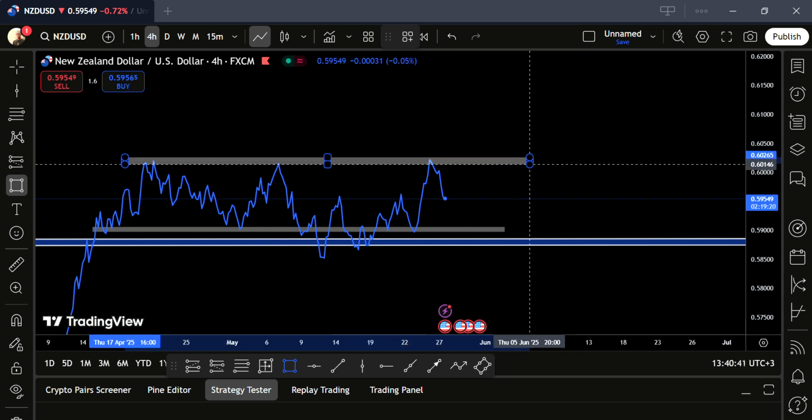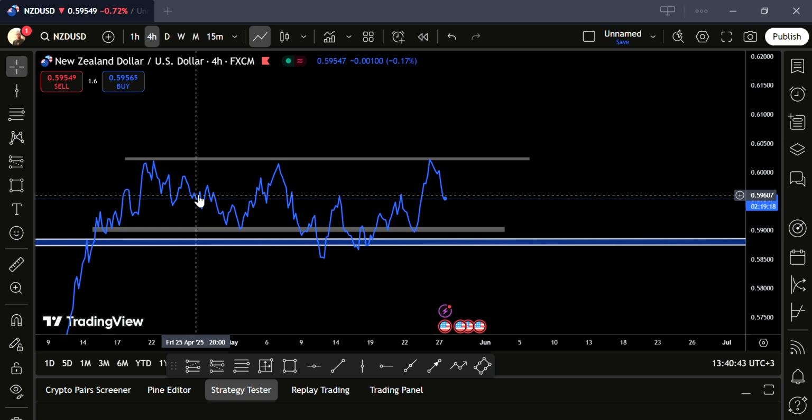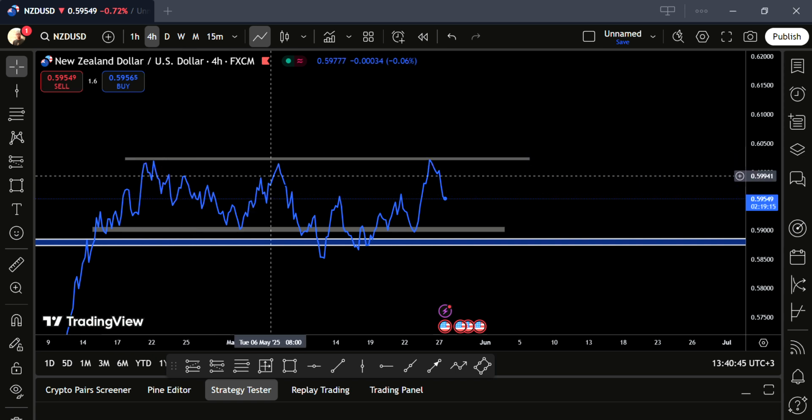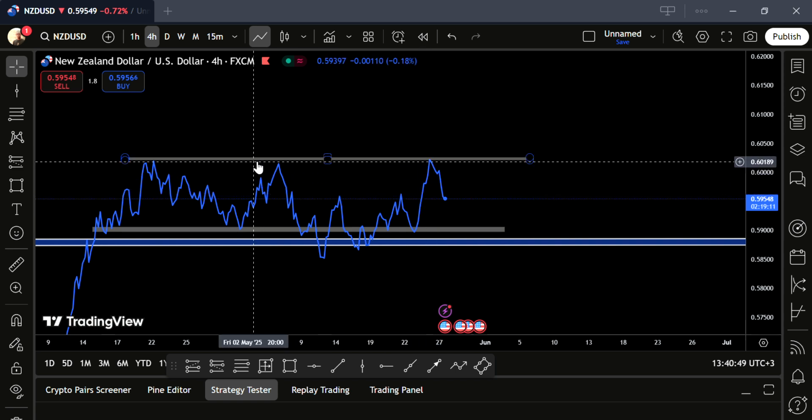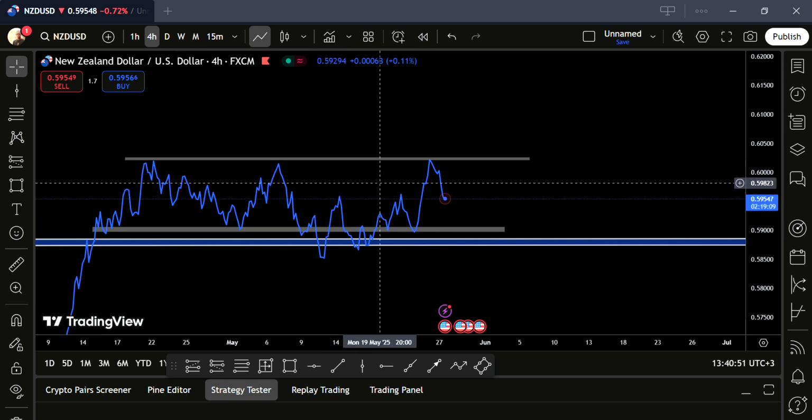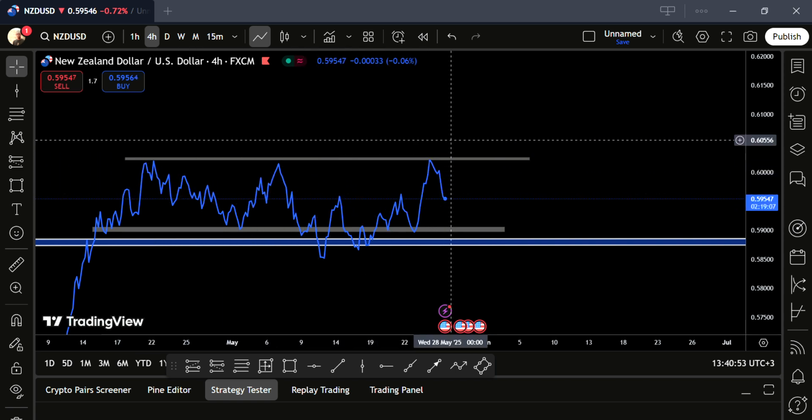Why do we notice resistance there? This is a place that has been touched 1, 2, 3, 4. Okay, we count 3 because this one had not yet touched. So 1, 2, 3. So we expect that if price comes back here again, it is going to reject.